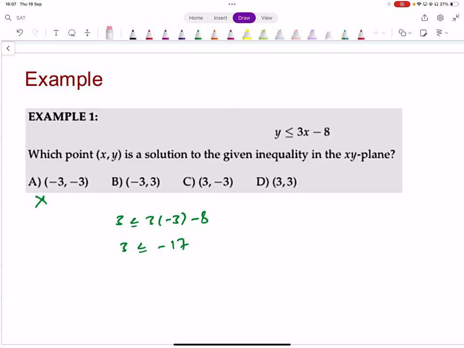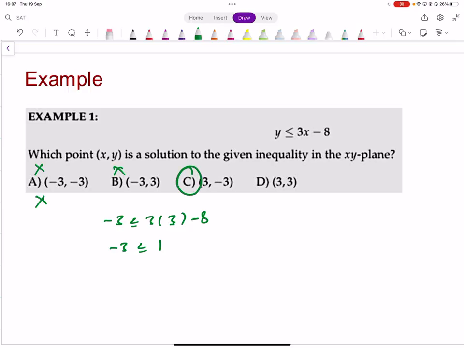Is that true? Still not true. So A and B are both incorrect. You try C, that's 3 and minus 3. So you have 3 on the right side now, and minus 3 on the left side. So you have minus 3 less than or equal to 1. Is that correct? This is correct.